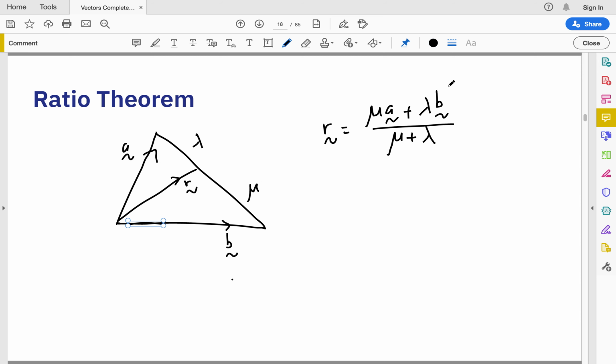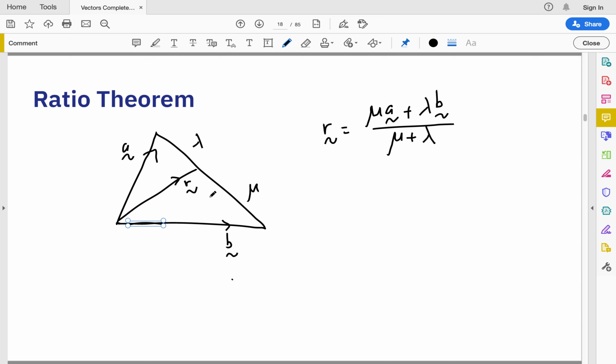So we actually use this rather complicated looking formula over here, but at close glance it isn't actually that complicated. So what we do is we take this scalar over here, mu, and multiply it to the vector opposite of it, so vector A. And we add lambda and multiply across to the vector opposite of it, b, and then we divide it by the sum of these two sides. Okay, so this is how we get the vector using ratio theorem.